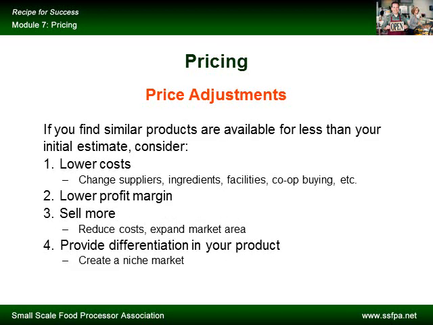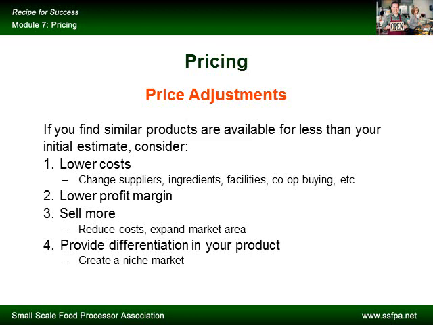Prices must cover all of the costs of producing the product, including ingredients, packaging, labeling, labor, fixed overhead, as well as profit. If you find that similar products are available for less than your initial estimate, you may want to consider one of the following options.